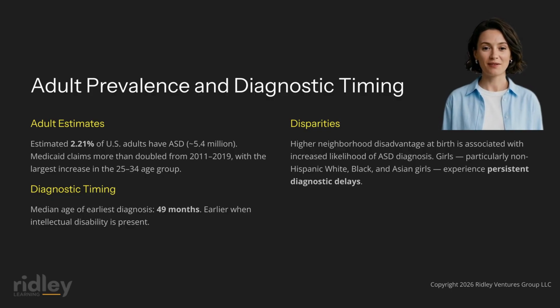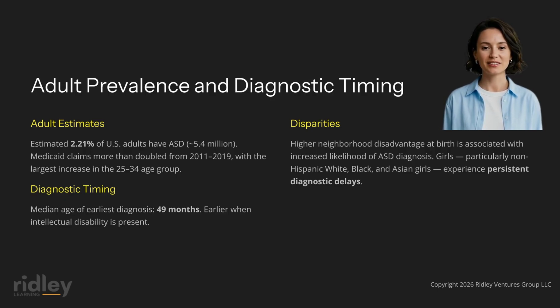Turning now to adult prevalence and demographic disparities, population-based modeling suggests approximately 2.21% of US adults aged 18 years and older have ASD, including both diagnosed and undiagnosed cases, a figure that was remarkably consistent across states and across different modeling assumptions. That corresponds to roughly 5.4 million US adults. The DSM-5-TR itself reports ASD frequencies of 1 to 2% across US child and adult samples.